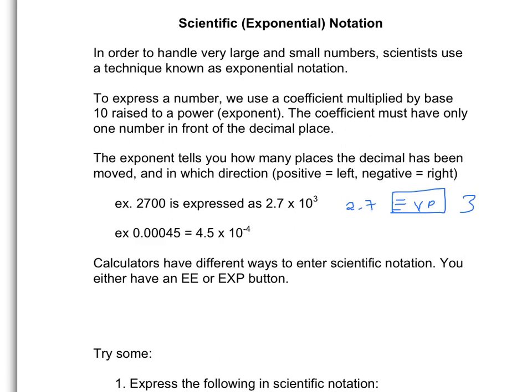Now if you hit equal sign, depending on your calculator, you might see different things. You might see your calculator expanded out to 2700. You might see it entered as 2.7 with a little times 10 that pops up and an exponent 3, or you might see it as a 2.7, a space, and then a 03. That space indicates it's a scientific number and you need to write down a base 10 every time you see that.